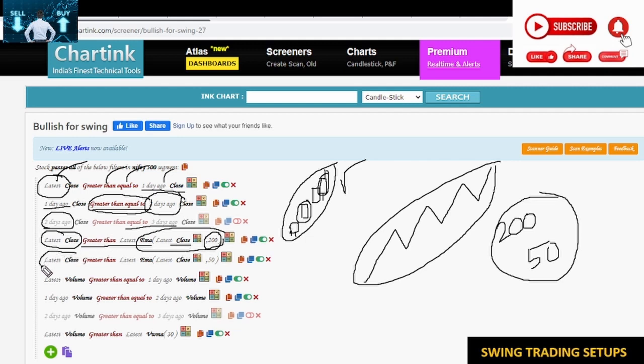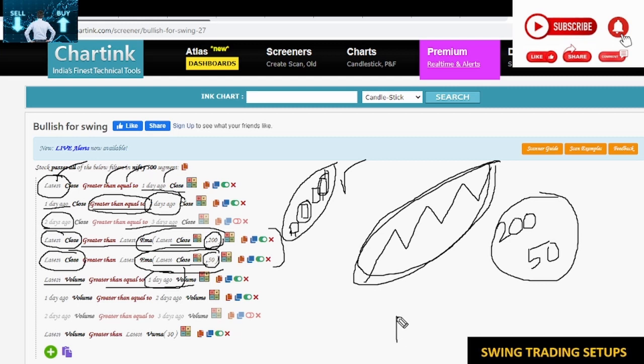Then the next scanner is that the latest close should also be greater than the 50 EMA. 50 I have included over here. Means by these two scanners, I'll be finding a stock with higher highs and higher lows. Then the last thing left is the volume, that the latest volume should be greater than the previous day volume, that is 1 day ago volume.